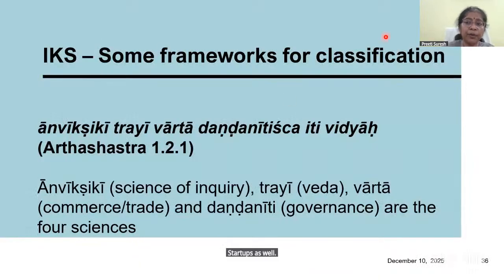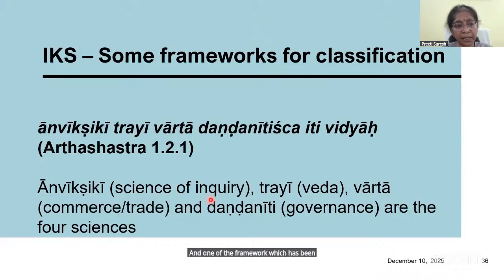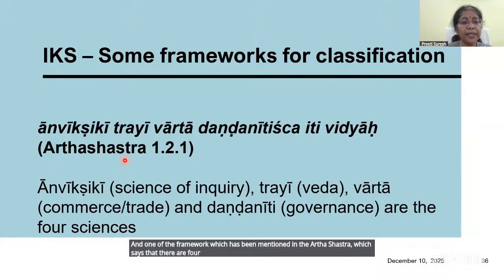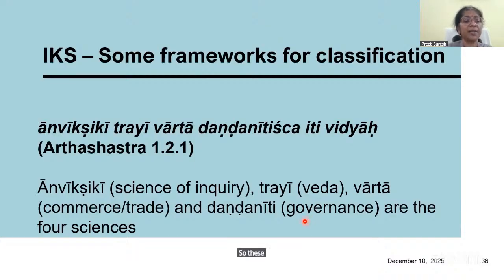Now, it is also very important for us, if we want to study IKS, that we should know what the various frameworks for classification are. There are a number of frameworks for the classification of IKS, and one framework mentioned in the Arthashastra says that there are four sciences: Anviksiki, the science of inquiry; Trayi, the Veda; Varta, commerce or trade; and Dandaniti, governance. So these four are considered the basic four sciences.